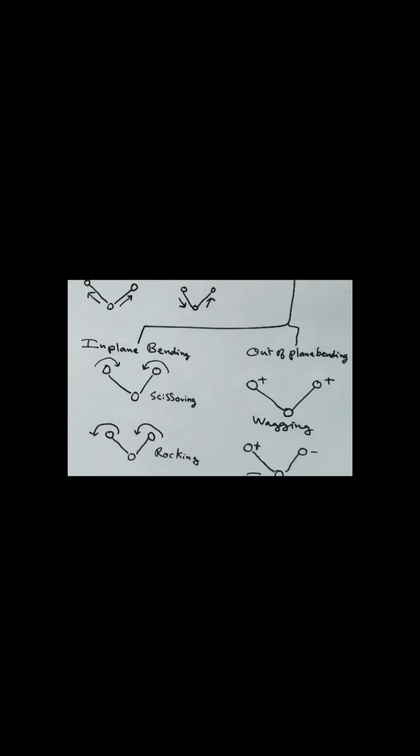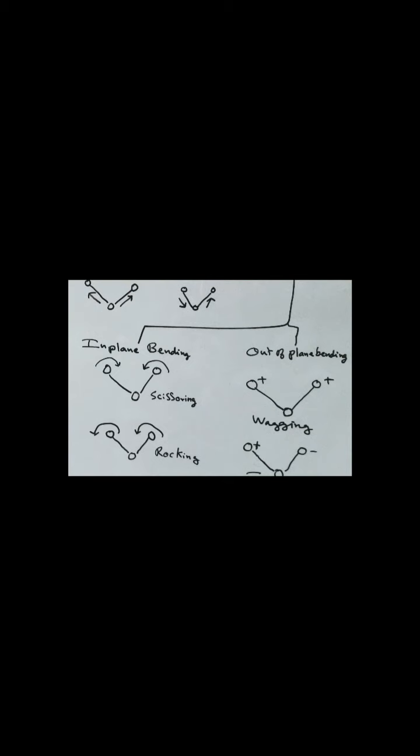Now, coming to the in-plane bending vibration, just like the action of scissors, both the OH groups, OH bonds, will come inside simultaneously. Such an action is called scissoring. So such a bending is called scissoring in-plane bending vibration. Instead of bending in the opposite direction with respect to each other, both of them bend in the same direction. The OH groups bend to the left side first and then to the right side. Such a vibration is called a rocking vibration.